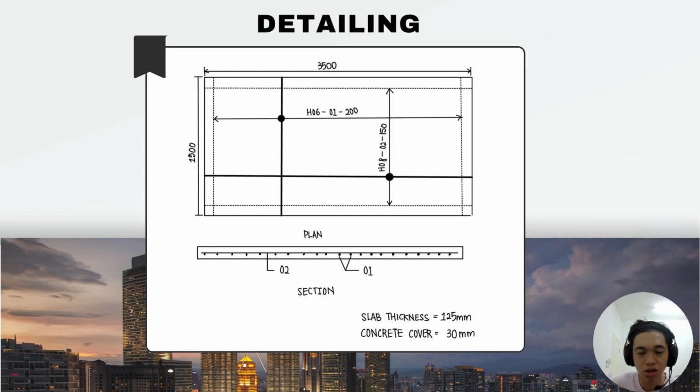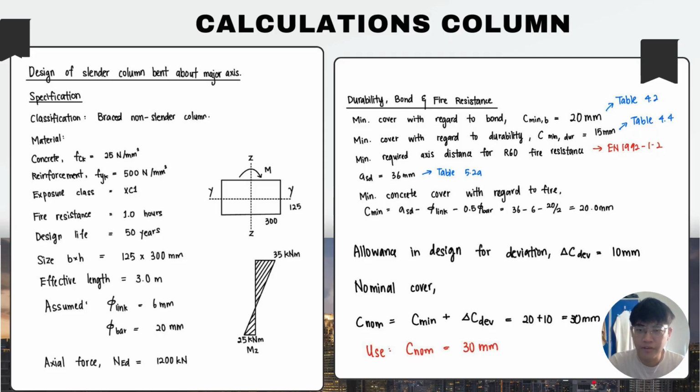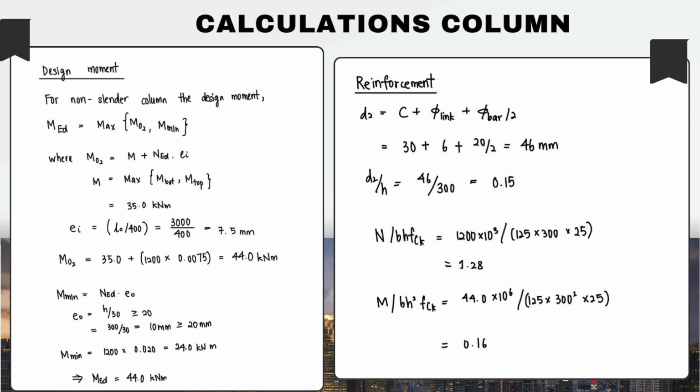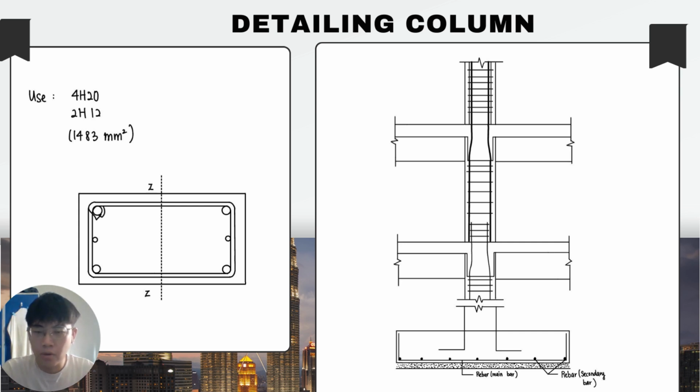Here are the detailed drawings of the two-way slab. As you can see here, the slab thickness is 125 millimeter and concrete cover is 30 millimeter. The slide shows the specification of the column. So we use H6 to 140 as our lap joint. This is a detailing of our column.